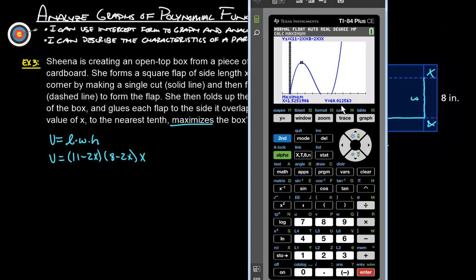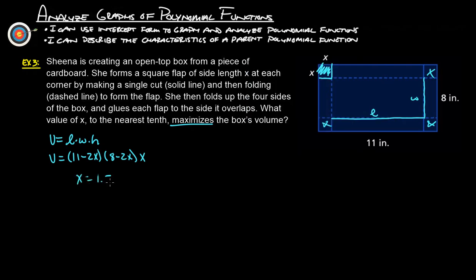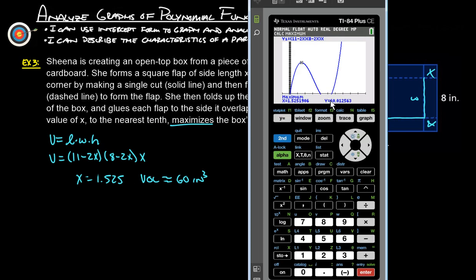1.525 is the X, and that's at 60.01. So find the value of X to the nearest tenth that maximizes the box's volume. So X equals 1.525. Volume is approximately 60 inches cubed, right? Because the Y is going to tell us what the volume is, right? So it's about 60. Okay?